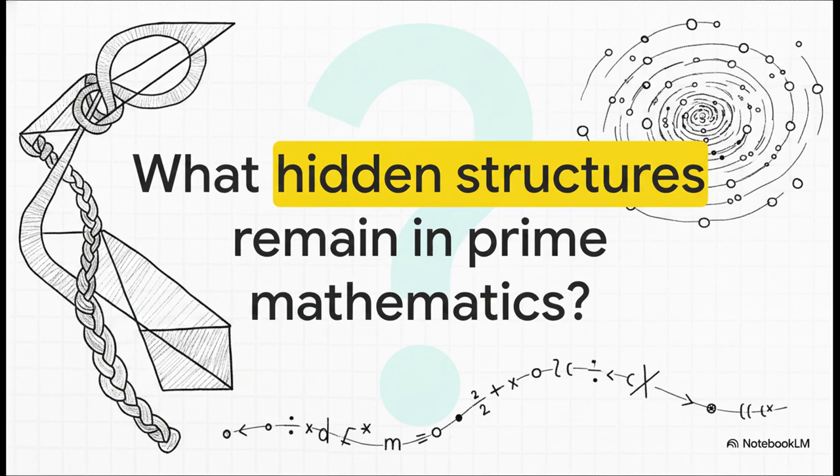I want to leave you with one final provocative thought to wrap up this explainer. If the physical matter of our macroscopic universe is merely rationally braided arithmetic data, what other hidden topological structures remain undiscovered in the mathematics of primes? As you digest the equations we've looked at today, just let that sink in.